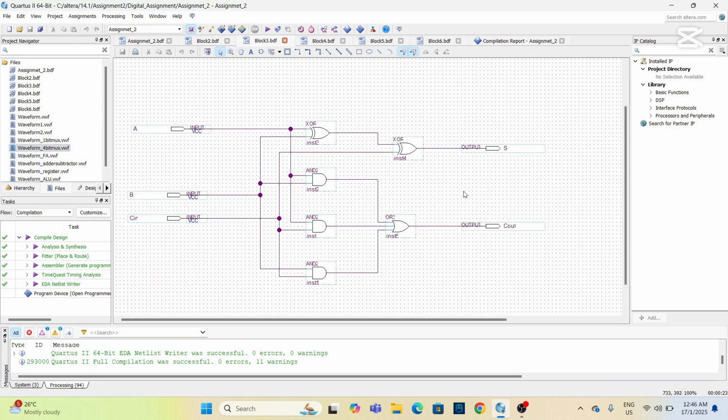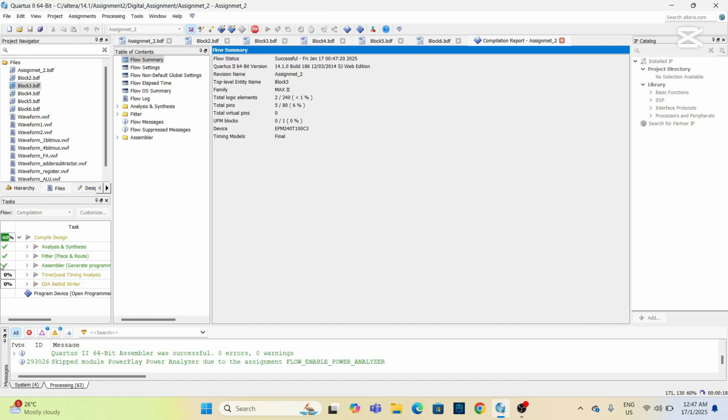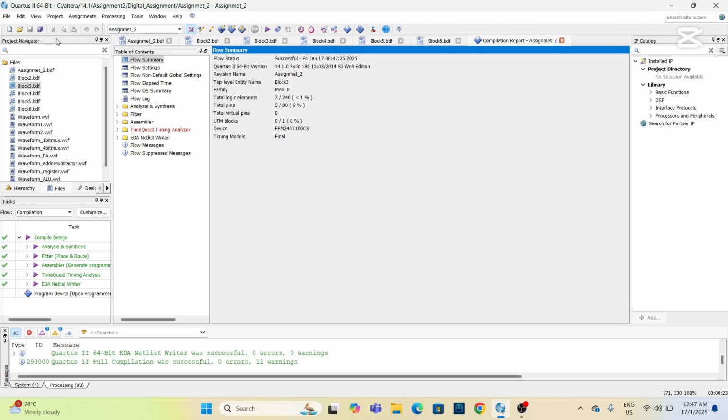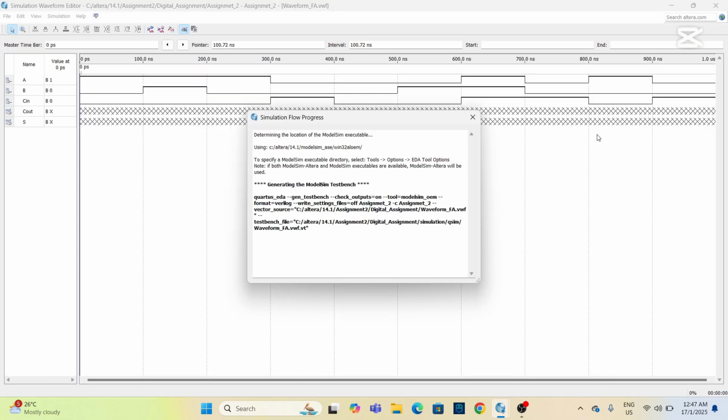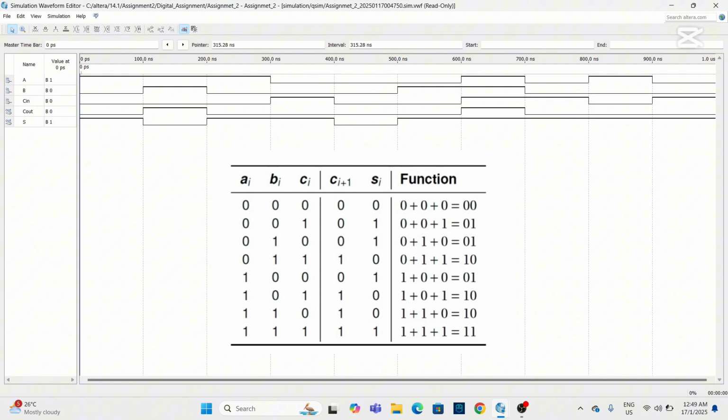So this is a 1-bit full adder, which consists of inputs A, B, and also carry input. And it will produce 2 outputs, which are sum and carry output. And then the waveform simulation. In this simulation, we can see if the input is 1, 0, 0, then the carry output will be 0 and sum will be 1. If the input is 1, 1, 0, the carry output will be 1 and the sum will be 0.